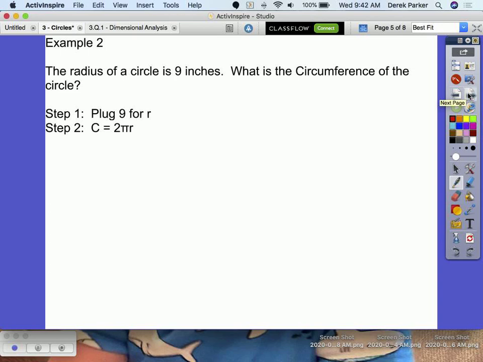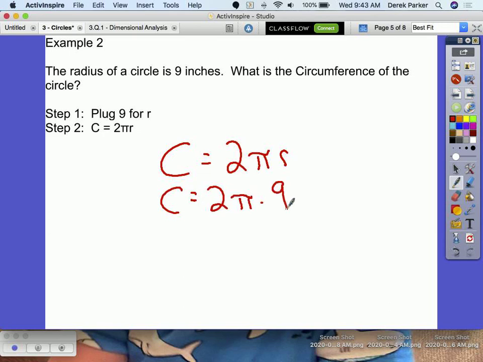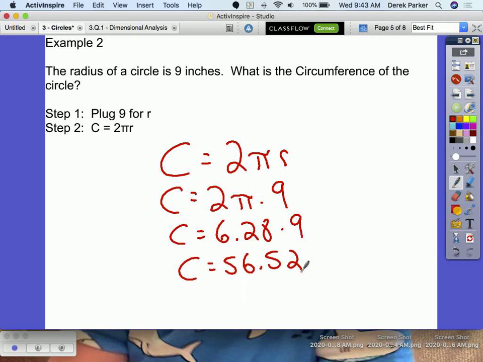The radius of a circle is 9 inches. What is the circumference of the circle? First step, write down your formula. C equals 2 pi r. Plug in the r as 9. Now again, we're approximating pi, so 2 times 3.14, and I get 6.28. Multiply that by 9, and I get C equals 56.52.